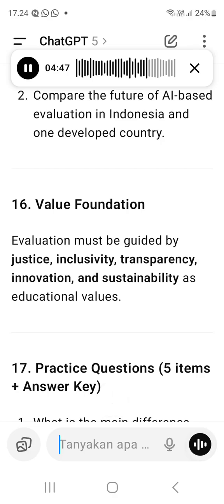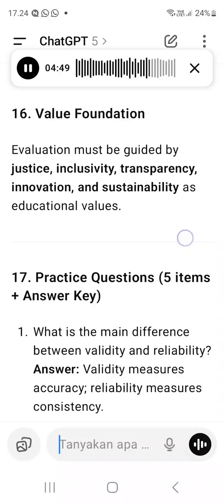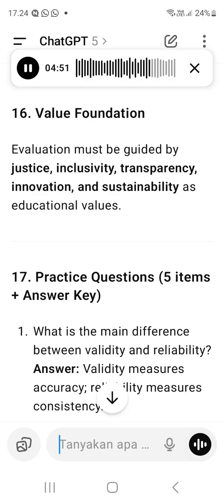16. Value foundation. Evaluation must be guided by justice, inclusivity, transparent innovation, and sustainability as educational values.